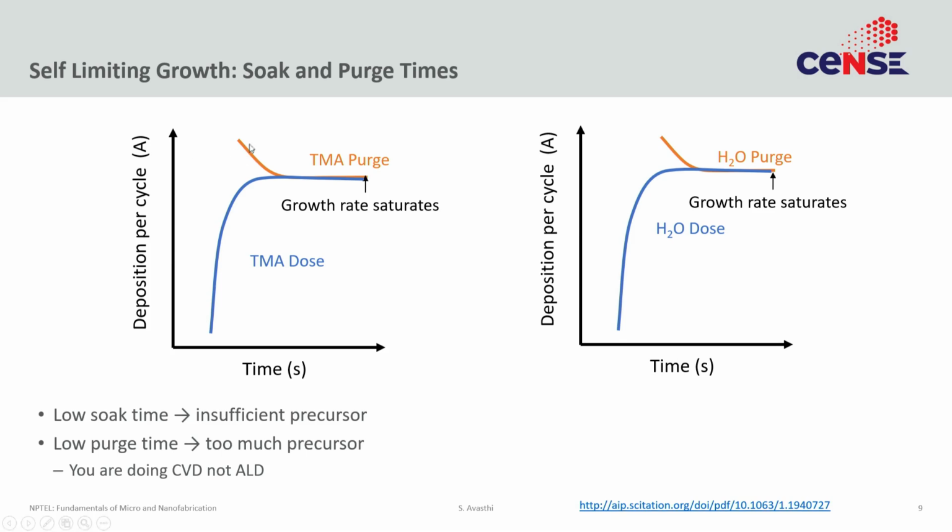So what you will see is slightly enhanced growth initially, but as you increase the purge times, the growth will fall, and at some point reach a point where there is no more excess TMA in the atmosphere of the chamber, or in the ambient of the chamber. All the TMA is only present on the substrate, and the TMA on the substrate is irreversible, it is not going to come out.